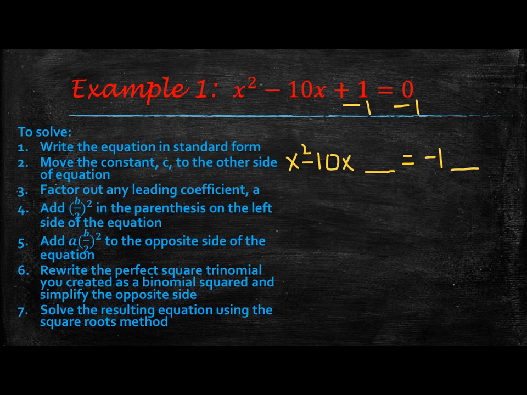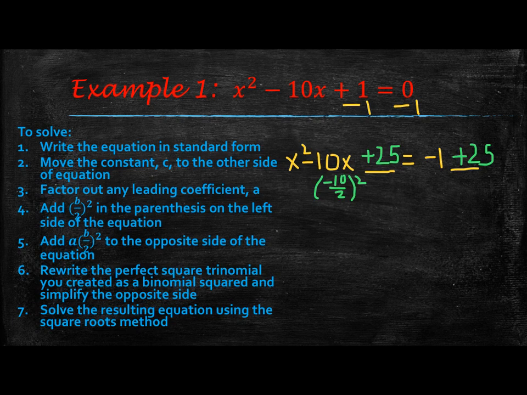Then we're going to add the b over 2 squared to the other side, so let's figure out what that would be. So we're going to take that -10, we're going to divide it by 2, which gives us -5, and then we're going to square it. So -5 squared would be a positive 25, so we're going to add that to both sides. The only time it would be a different number that you're adding to the other side is if you had to factor out an a ahead of time.